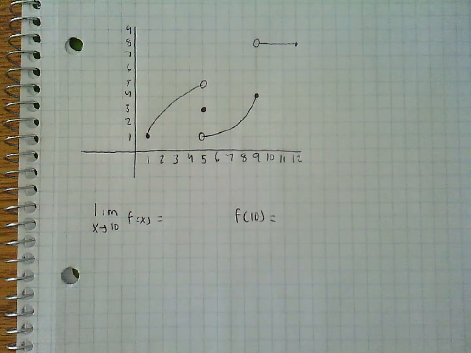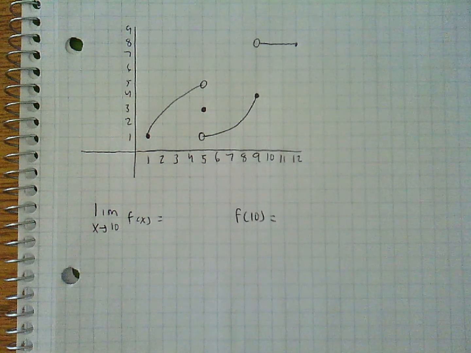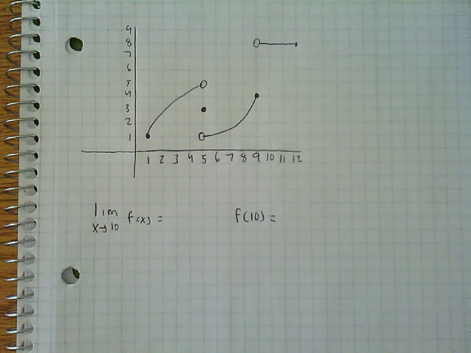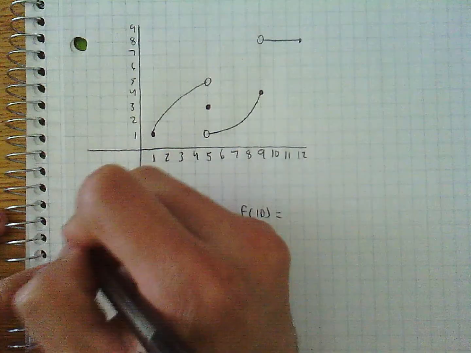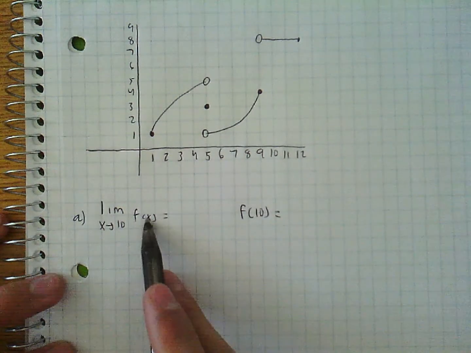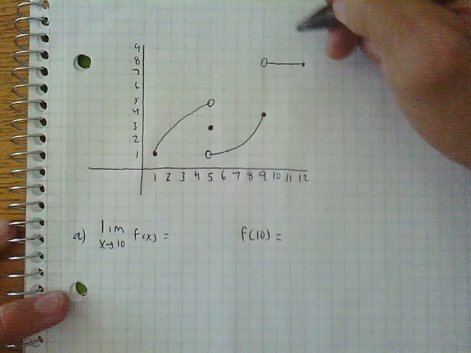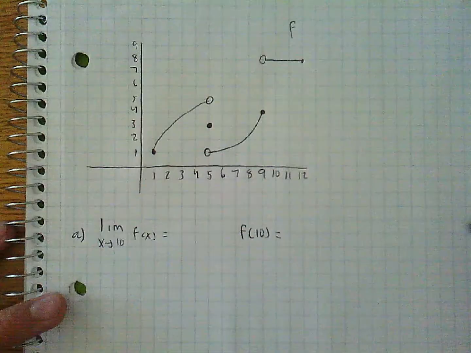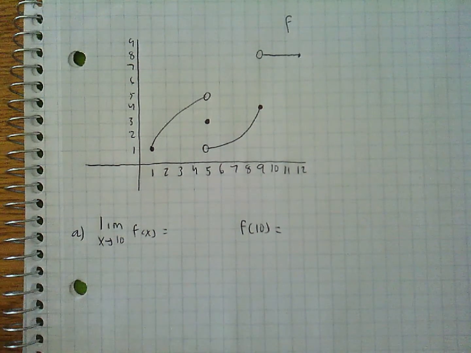All right, so for our last example, we're going to analyze this graph. So go ahead and copy it down if you can. And I'm just going to ask you several questions about it. Okay, so first, let's do this very first part, part A. It says, what is the limit as x approaches 10 of f of x? Which, by the way, f of x is this graph, so I'm just going to say this is f, the entire thing. So the limit as x approaches 10.